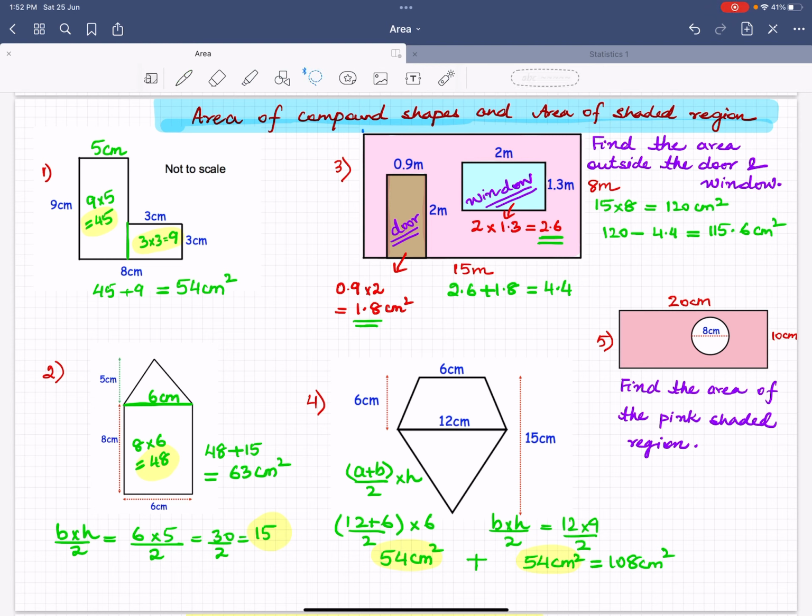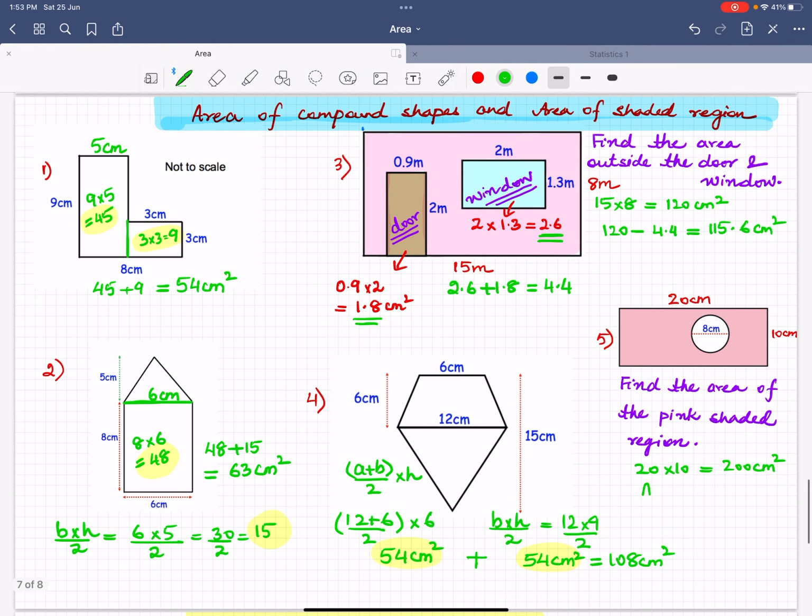Moving on to the last question. In our last question also we need to find the area of the shaded region. Once again, from the bigger area we need to subtract the smaller area. So let's find the bigger area, which is a rectangle. The bigger area is length into breadth, that is 20 times 10, and that is equal to 200 square centimeters.